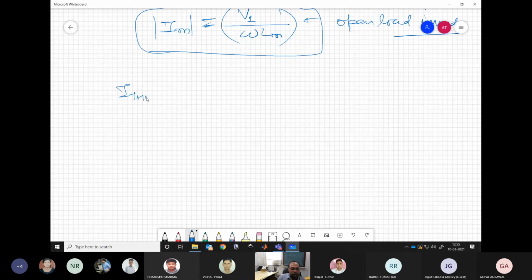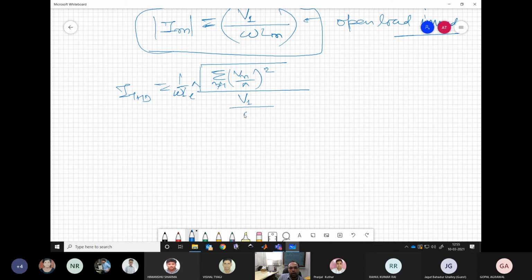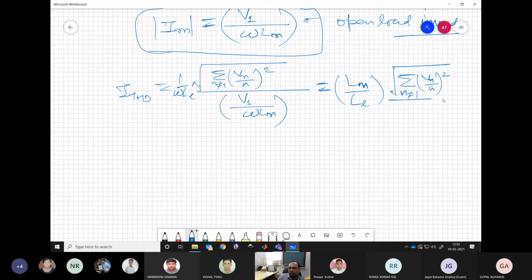Now ITHD can be written as, so we have omega LL here, and then the sum over n not equal to 1 of Vn by n squared, divided by V1 by omega Lm. Which can be written as Lm by LL. So these are the approximations we are having: n not equal to 1, Vn by n squared, divided by V1.